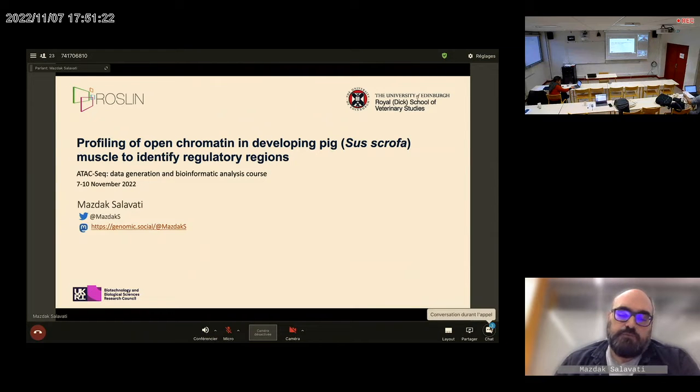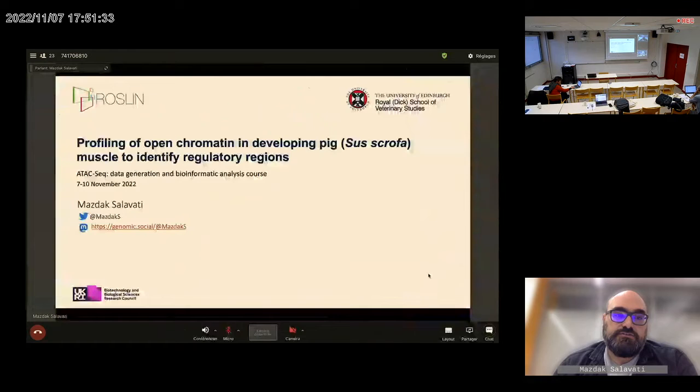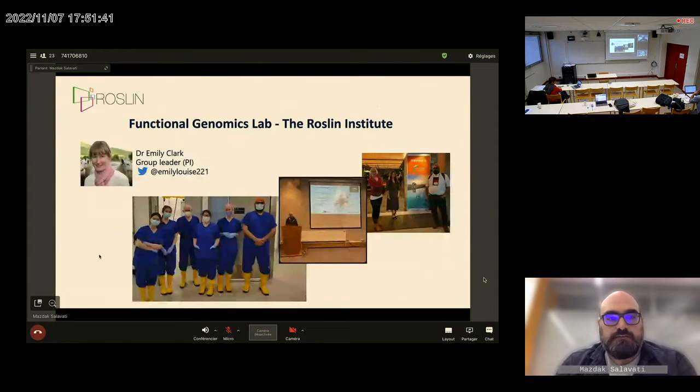What I'm going to present to you is actually quite an old paper which we started working on in 2018, based on an idea of using ATAC-Seq to profile chromatin in developing pig muscle tissues. This work was carried out as part of Dr. Emily Clark's lab, which is the functional genomics lab at Roslin.